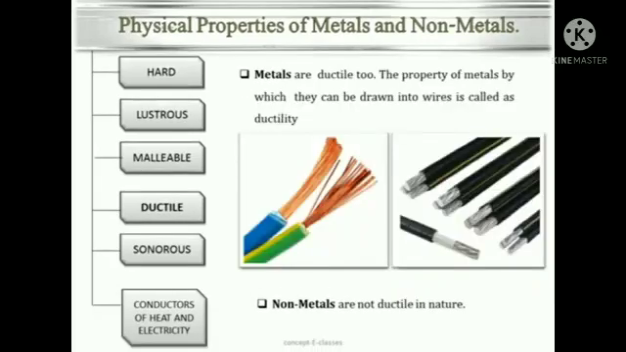And the next property is ductility. Metals are ductile too. The property of metals by which they can be drawn into wires is called ductility. Look at the picture. Those are aluminium wire and a copper wire.